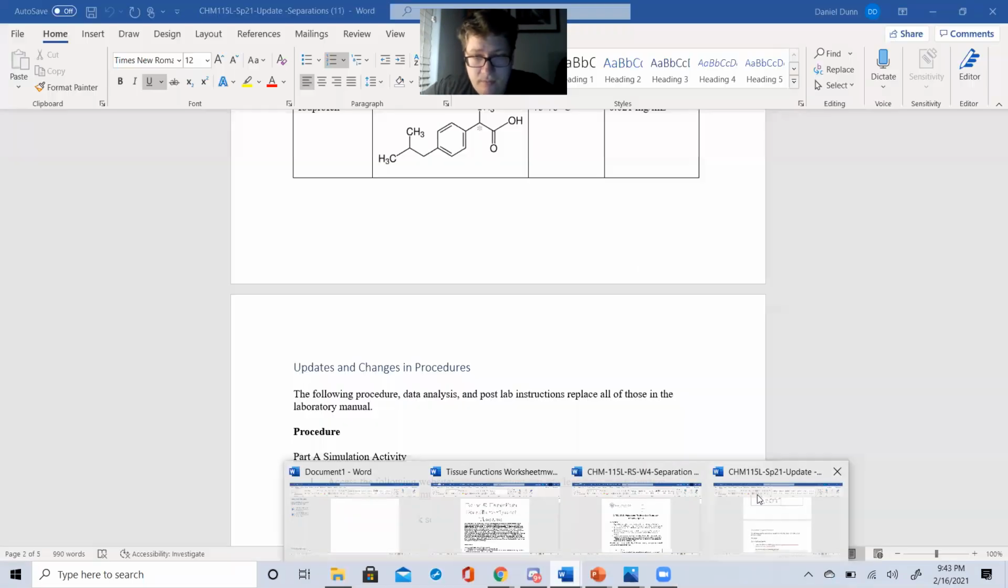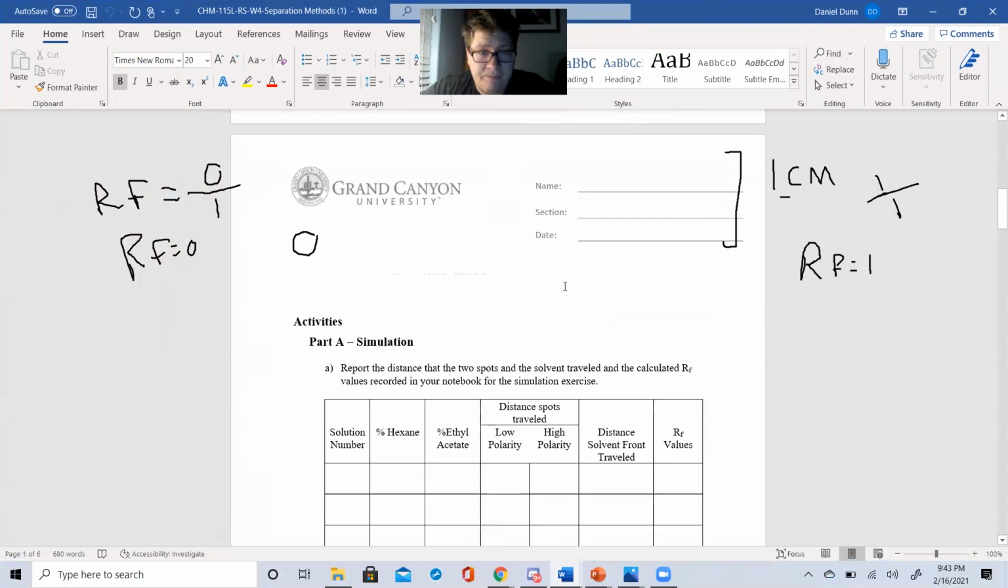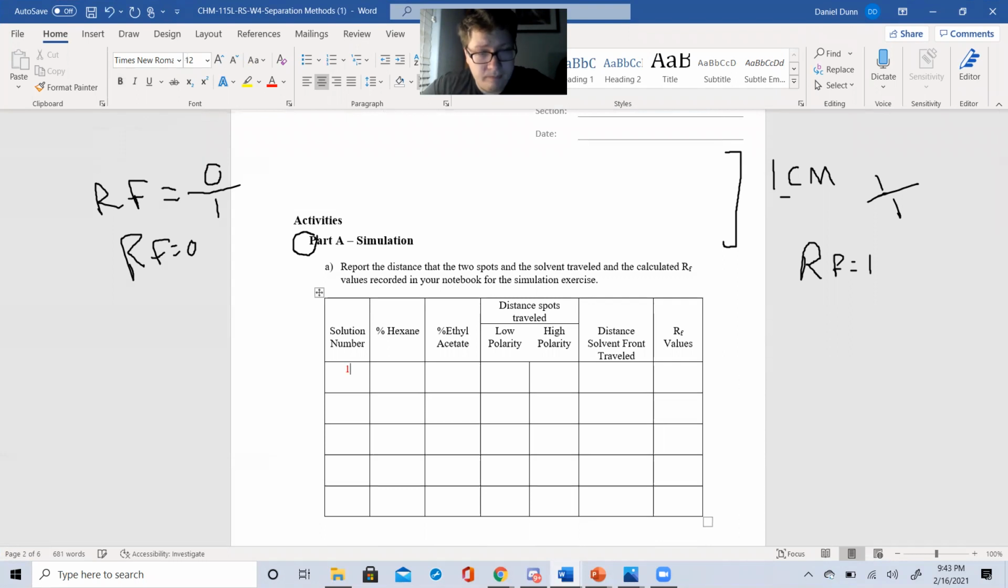So what you're going to do is write that in your lab notebook, but also go to your summary sheet right here. Solution 1, solution 2. Solution 1 was 100% hexane and 0% ethyl acetate. This was 0% this and 100% that. So the RF values would be 0, 0, because they didn't travel. This would be 1, 1. This entire distance right here is 1 centimeter. Technically, all of this will be 1 centimeter because we're using the exact same TLC plates. We're not changing anything at all.